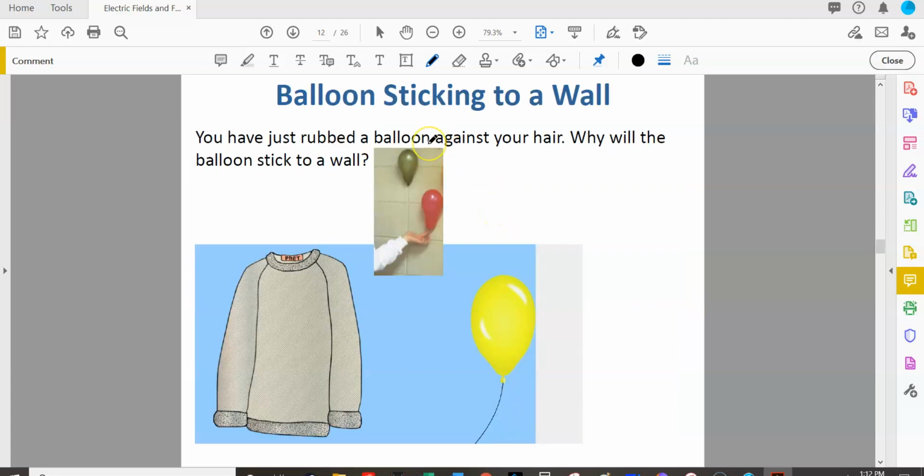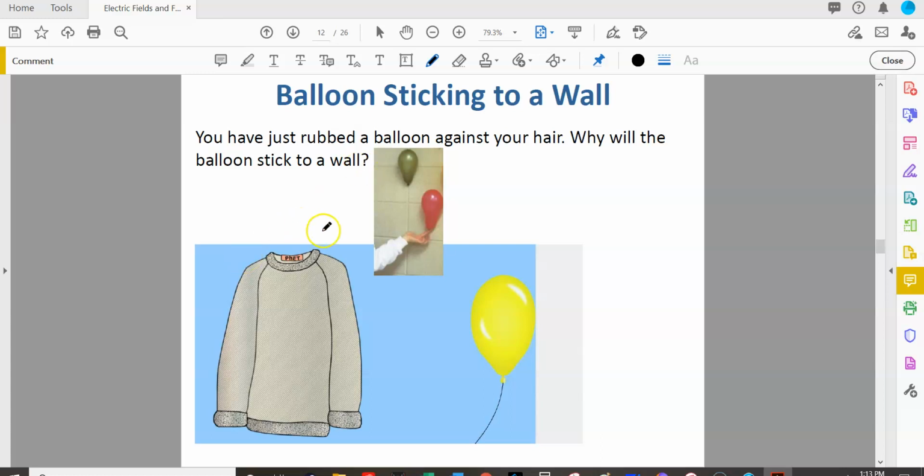Okay? So all of us have probably done this in science class, where you rub a balloon against your hair. You take a balloon by itself, you blow it up, and you put it against a wall, it will just fall down. But if you rub this balloon against your hair, well, now it'll stick to the wall. So what is happening to do this?